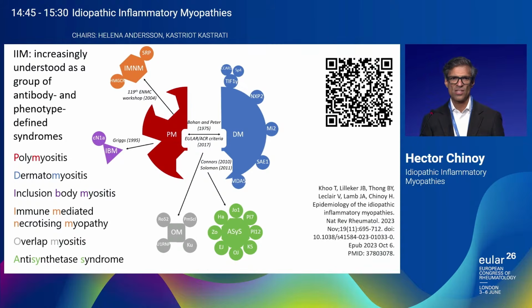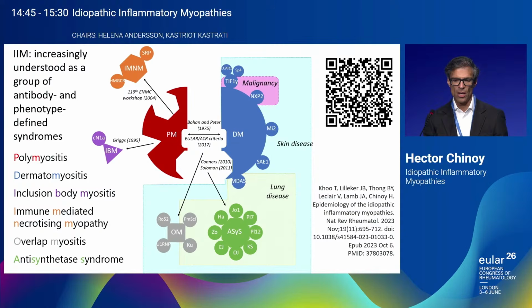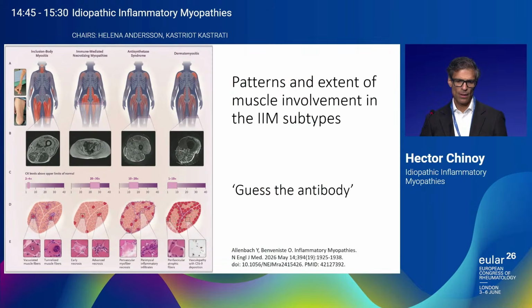And we're lucky enough that we can now test for most of these antibodies with commercial immunoassays, which then help to define the clinical phenotype, be it lung disease, skin disease, or malignancy. There's a beautiful review recently published in the New England Journal from Eve Allenbach and Olivia Benveniste. And one of the slightly sad things I like to do is guess the antibody. So when you're seeing a patient for the first time, you're thinking, oh yeah, this is a Mi-2 or NXP2. And then you wait for the antibody and see if you're right or not.